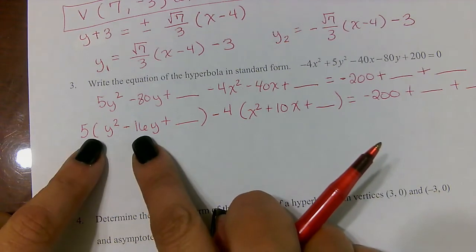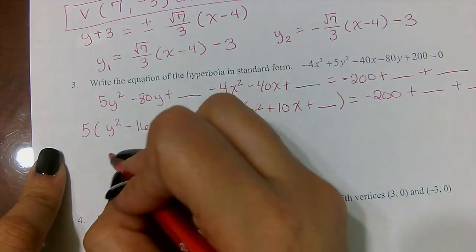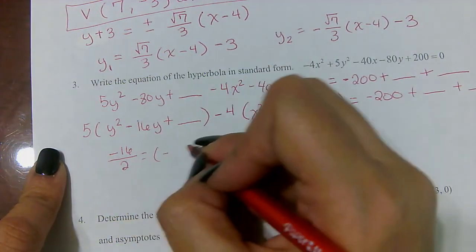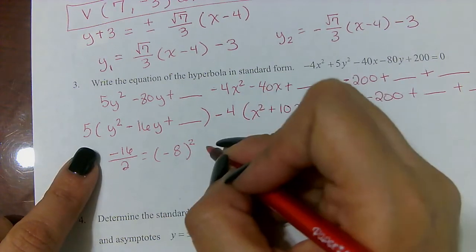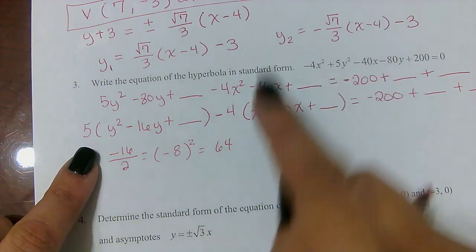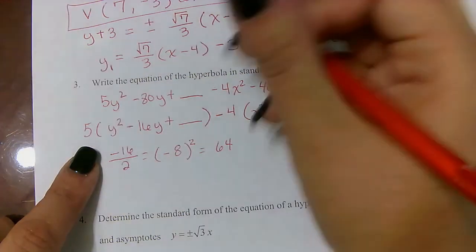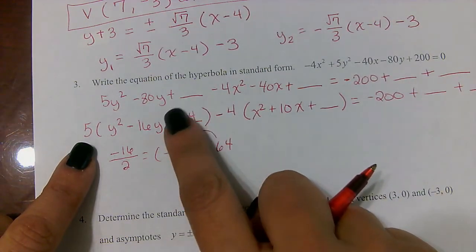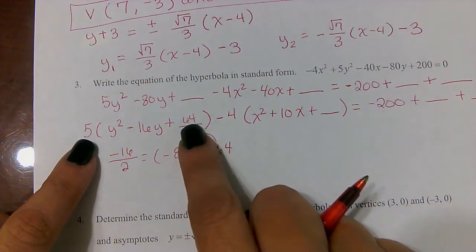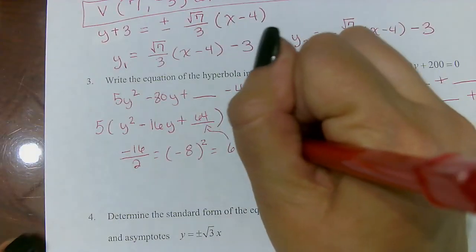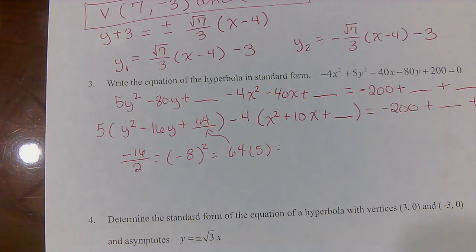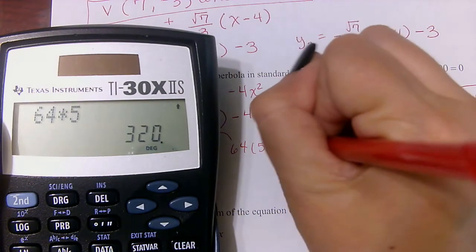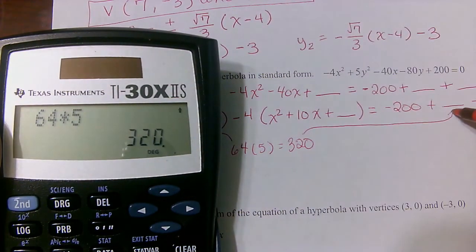Now what we're going to do is go ahead and take our middle term. So here we have a negative 16. Remember, we divide that by 2, which gives us a negative 8. Square that, and we get a 64. This 64 goes in the first blank on this side. However, remember that we're not just adding 64 to this side. It's going to be 5 times 64, so I need to multiply this by 5. Use your calculator for that part. I got 320. 320 will go on the other side of the equal sign.